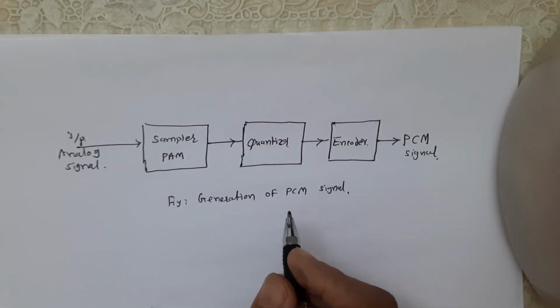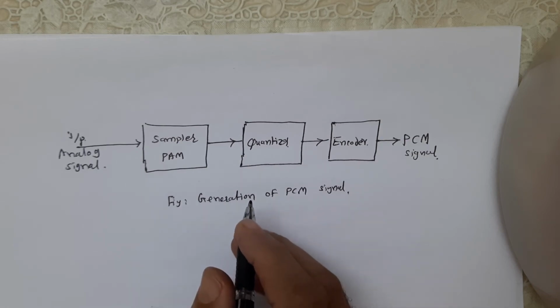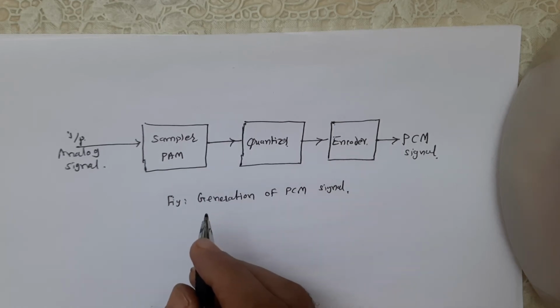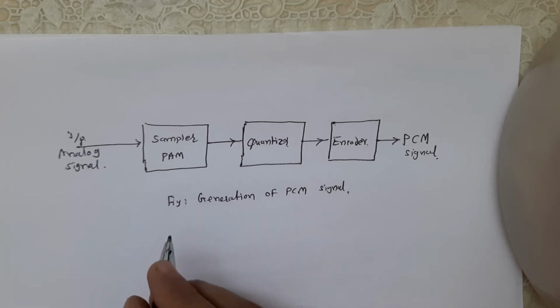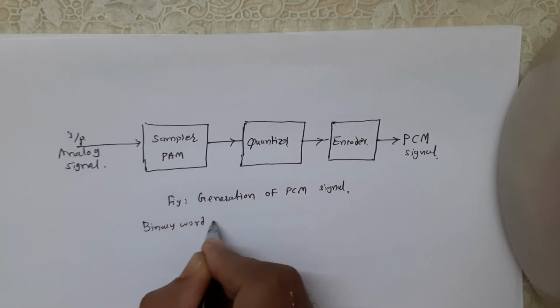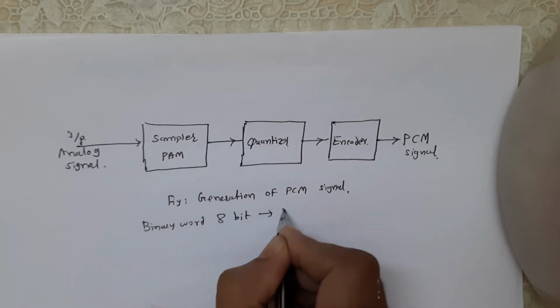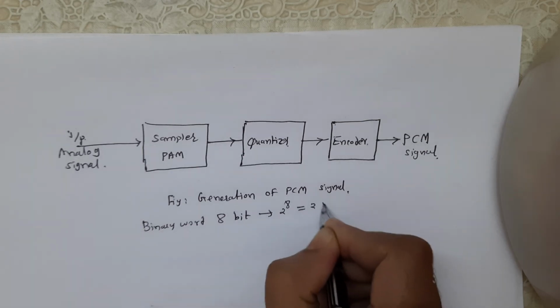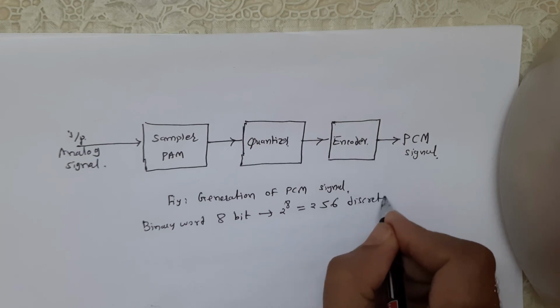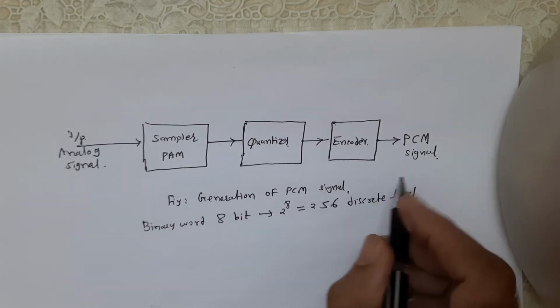Each of the discrete amplitude levels can be uniquely represented by a binary word. To facilitate this, the total number of discrete levels are decided to be in the power of 2. For example, if the binary word is 8-bit, then 2 raised to 8 is equal to 256 discrete levels possible.